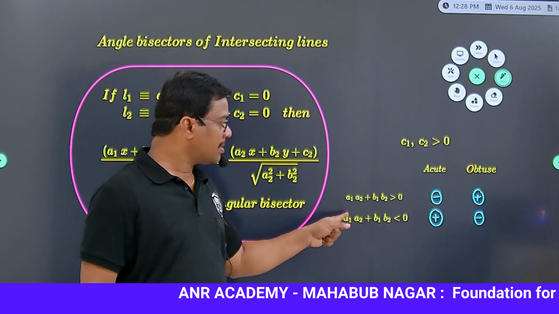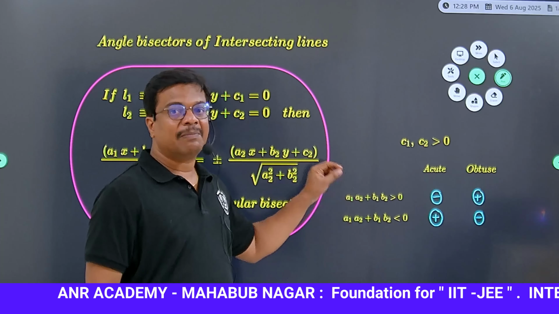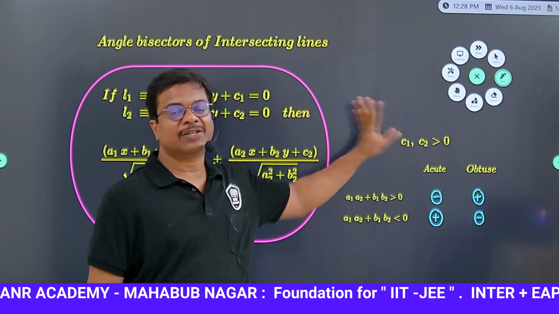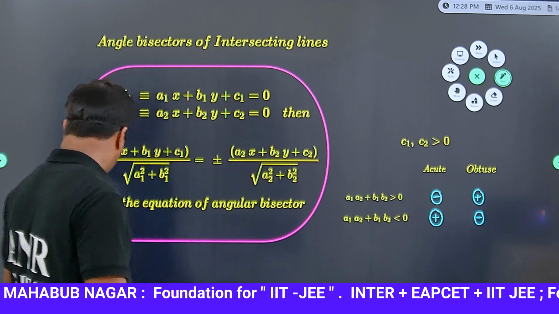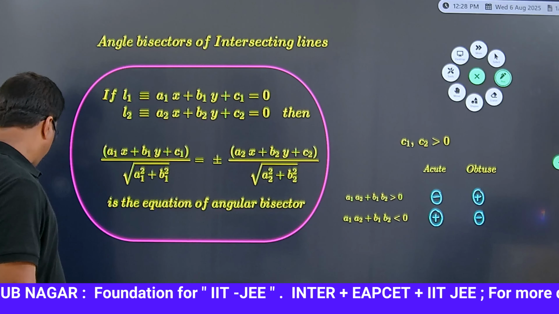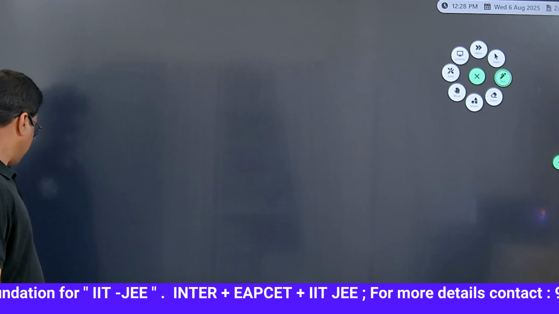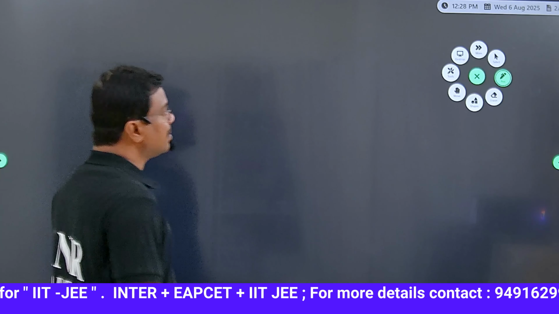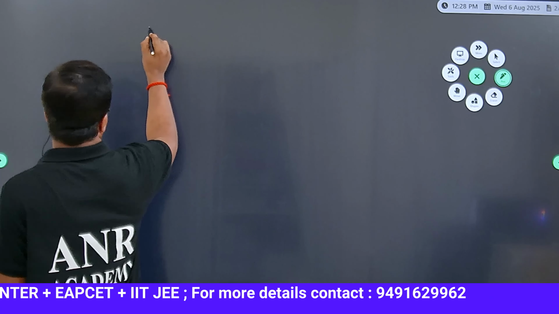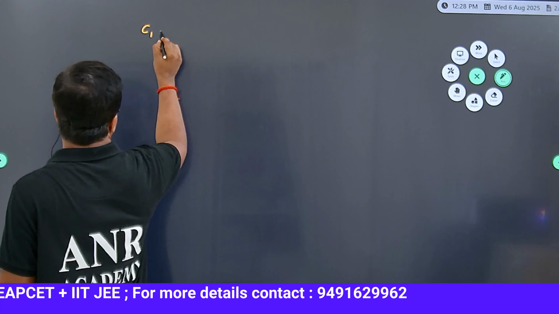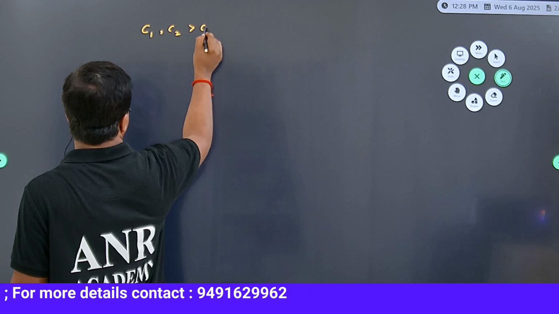First you have to cross check a1a2 plus b1b2, whether it is positive or negative, by taking both c1, c2 positive. Why these signs are important to find acute and obtuse angular bisectors, let us discuss. See, we follow the procedure by first selecting both C1 as well as C2. First you have to select positive.